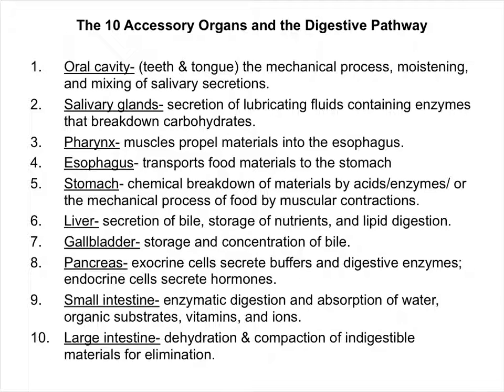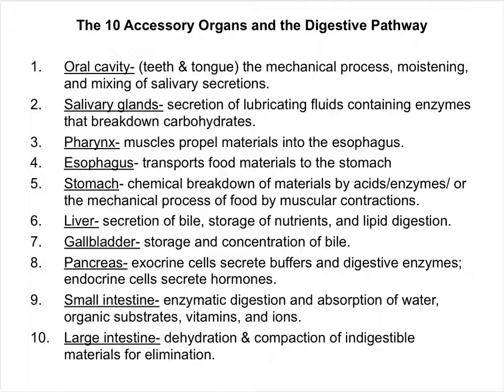Now let's cover the 10 accessory organs and the digestive pathway. Number 1 is the oral cavity. That includes the teeth and tongue. This is the mechanical process, moistening and mixing of the salivary secretions. 2, the salivary glands. They secrete the lubricating fluids that contain the enzymes that break down carbohydrates.